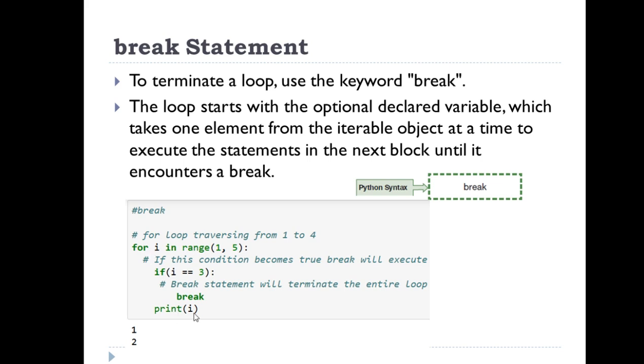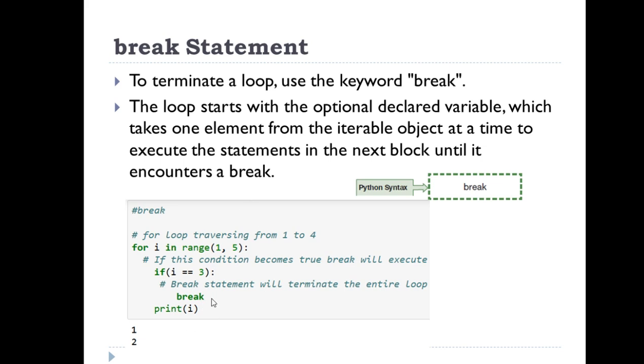So therefore it will not be executed. So what would be the output? 1, 2. 3 would not be printed, because if you notice this print, it is also under the for loop. So 3 would not be printed. Only 1 and 2 is printed. So I hope you got this.